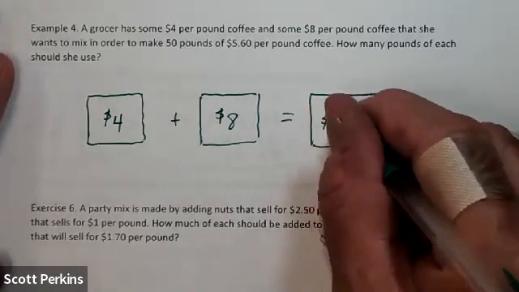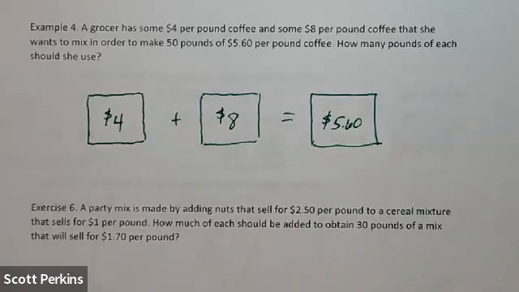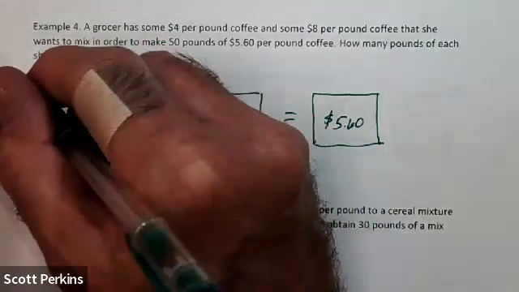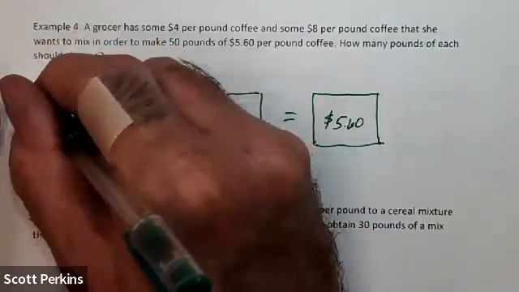So about $5.60 per pound. So again, what we're going to do is on top of the box, we're going to label the total amount in each box.